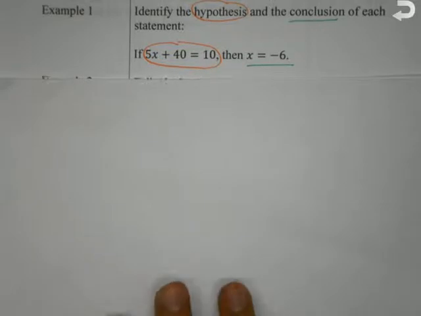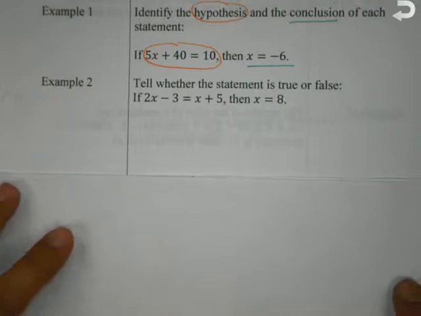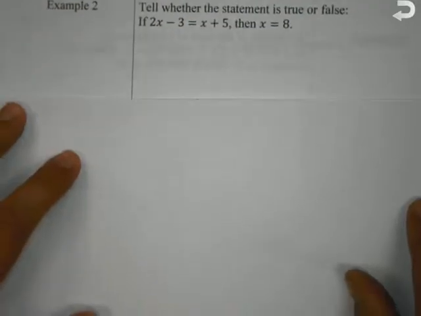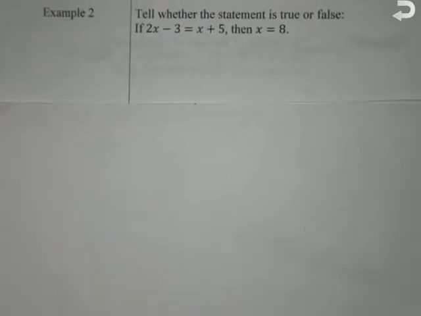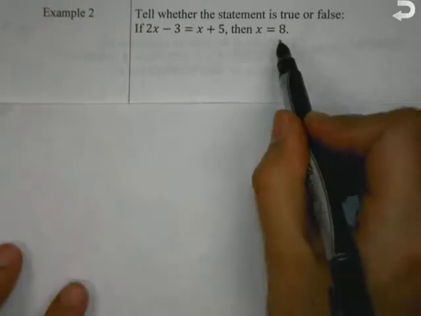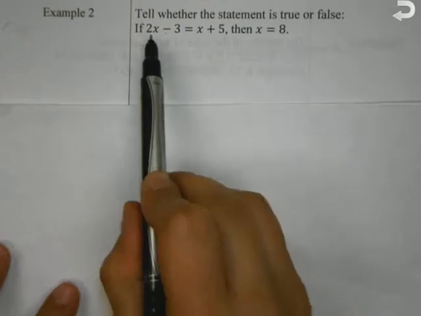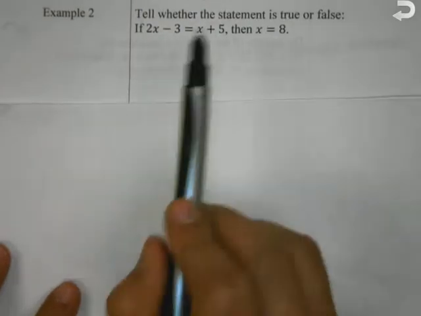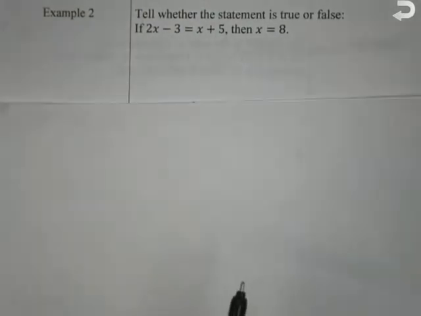Okay? Example 2 and the rest of them, we want to tell whether the statement is true or false. So our statement for example 2 is if 2x minus 3 equals x plus 5, then x equals negative 8. Sorry, positive 8. Okay, so if 2x minus 3 equals x plus 5, then x equals positive 8. That is our statement. How can I determine if it's true or false? Don't tell me the answer. I want to know how can I determine if it's true or false.